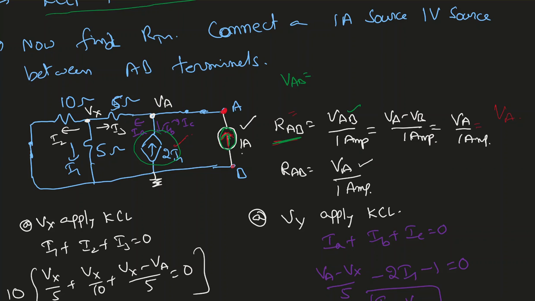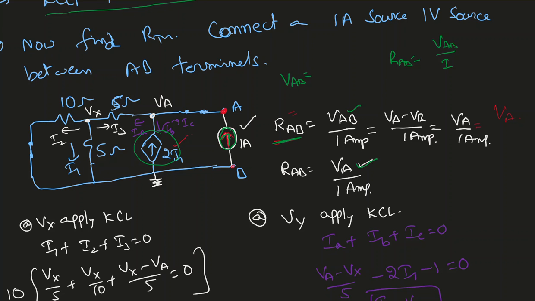Once I have VAB, resistance RAB is nothing but VAB over 1 ampere. As I mentioned, you can put 100 amperes, 1000 amperes, or you can put 1 volt too. If you put the voltage there, it's just whatever the voltage divided by the current, so all you need to do is find the current. I always prefer to use a 1 ampere source. It's easy for calculations. So RAB equal to VAB over 1 ampere. VAB is nothing but VA minus VB over 1 ampere, which is VA over 1 ampere. So all I need to do is find VA.